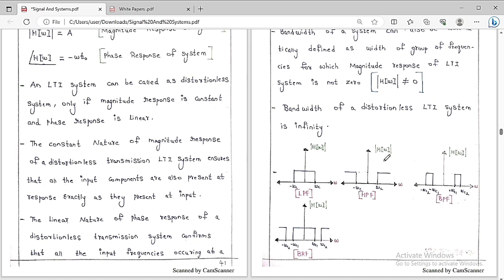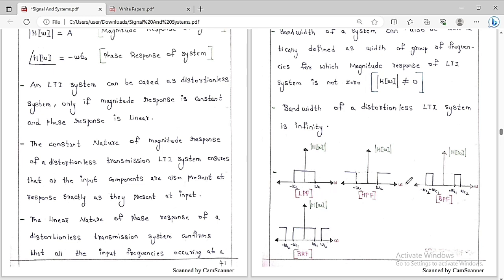And this is the magnitude response of the high pass filter. The low frequencies are not passed, only the high frequencies are passed. And this is the magnitude spectrum of the band pass filter. Only a certain range of frequencies are passed, but not the low frequencies and not the high frequencies. Whereas band reject filter means only a certain band of frequencies is not passed, but the remaining frequencies are passed. This band of frequencies is not passed. That is the reason this is called the band reject filter.